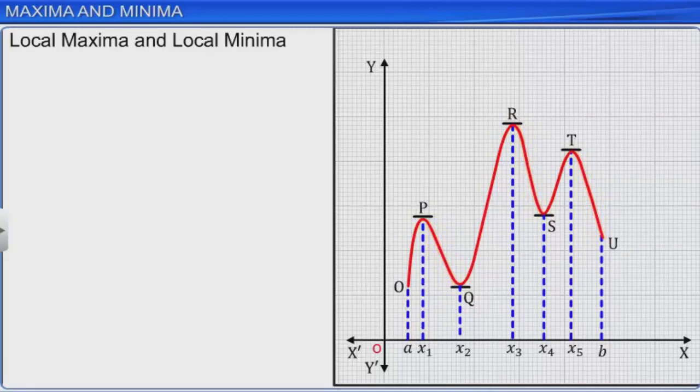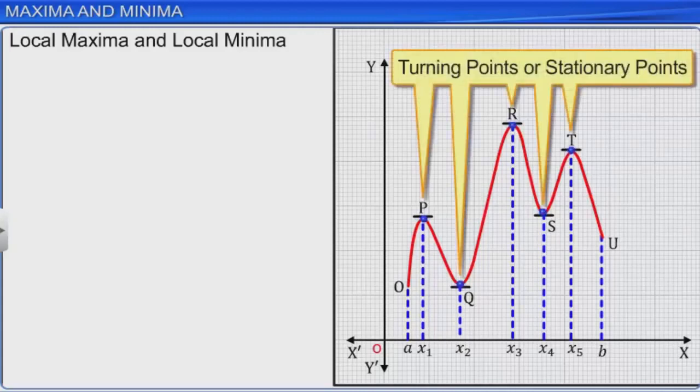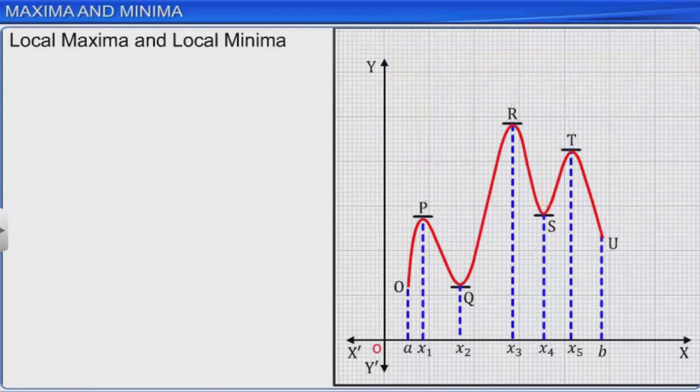The points at which the nature of the function is changing from increasing to decreasing or from decreasing to increasing, that is, points P, Q, R, S, and T, are known as the turning points or stationary points of the given function. Also, if you observe the graph carefully, you will notice that the function has minimum values in some neighborhood of points Q and S, and has maximum values in some neighborhood of points P, R, and T.